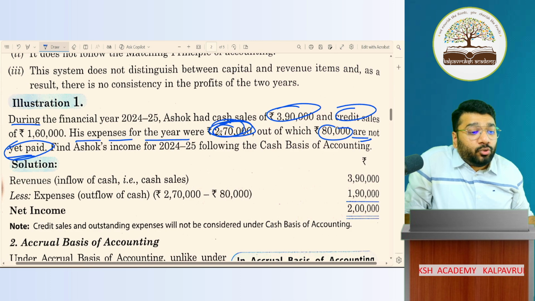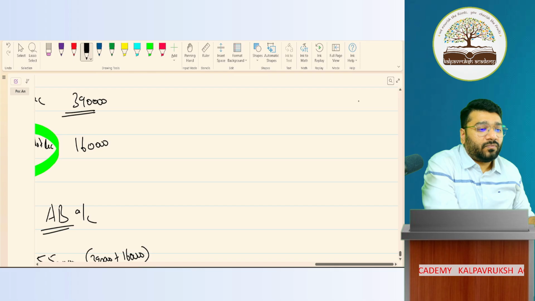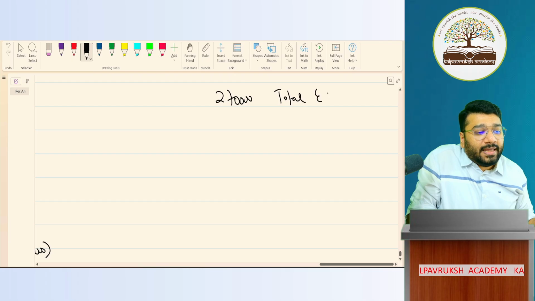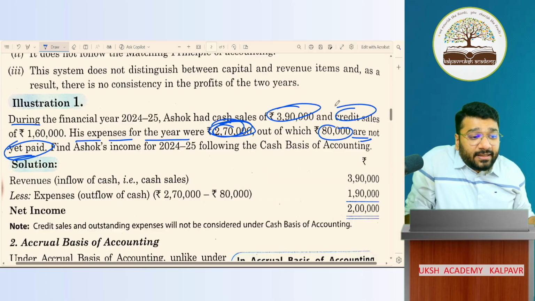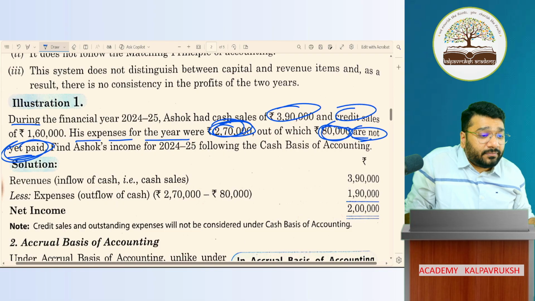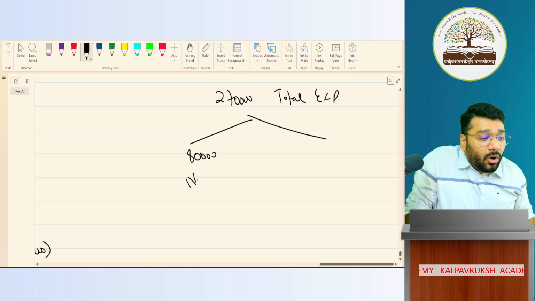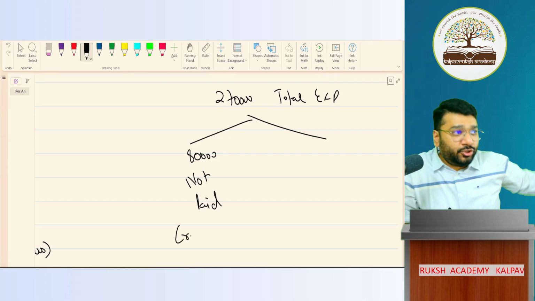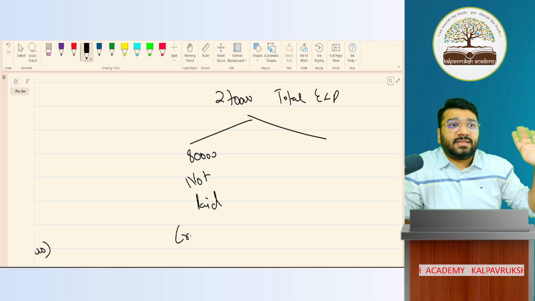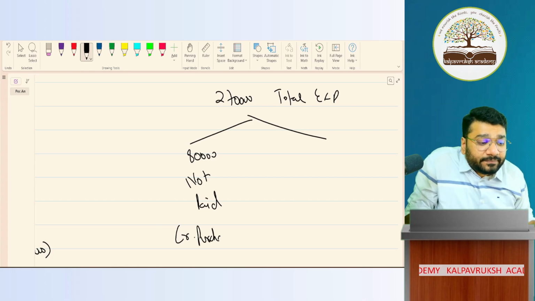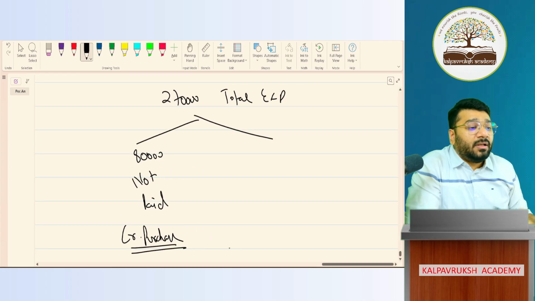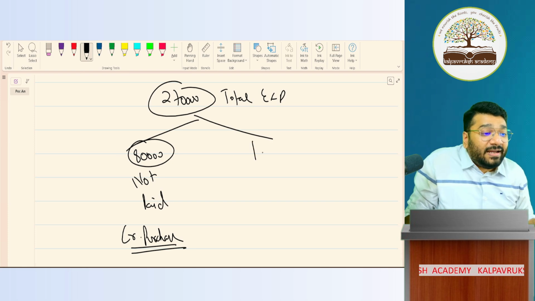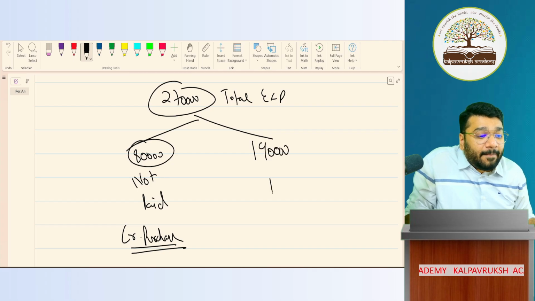What is 270? 2,70,000 is total expenses. In that, the question says that 80,000 are not yet paid. 80,000 not paid. So can I say, assume these expenses are purchases. Can I assume this as credit purchase? Yes or no? Yes. Out of 270, if 80 is not paid, how much is paid? 90,000 is paid.